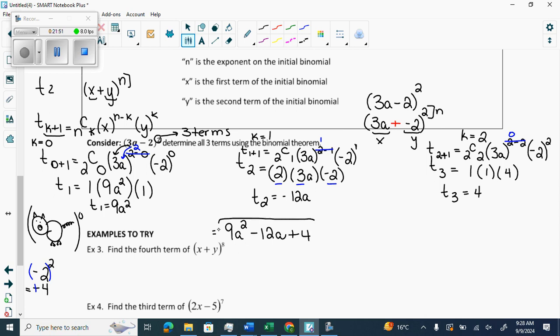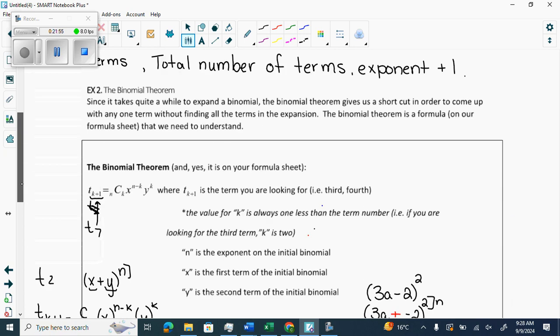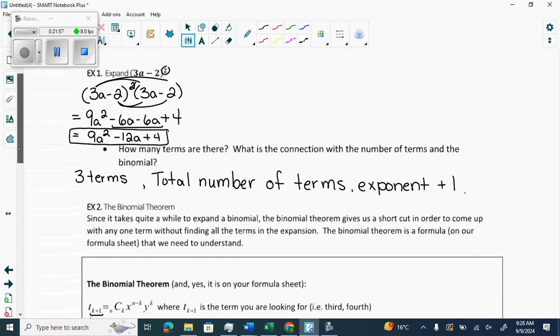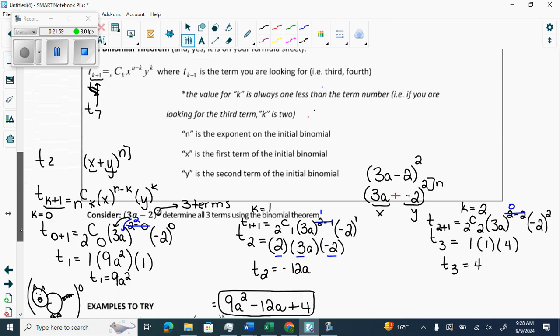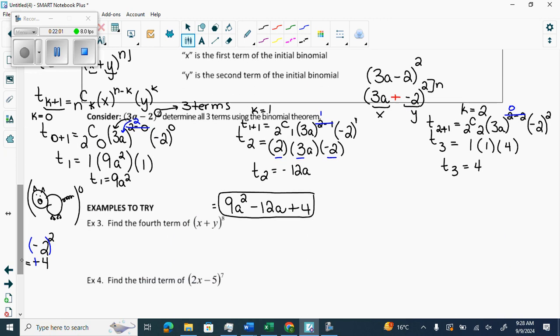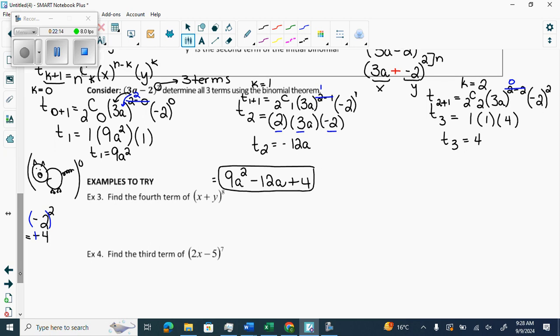So here's my trinomial after I've expanded it. Now look. Same answer. Right? Now, if I was given a binomial squared, I would just expand it. Right? Would you not? I would, because it would be faster. But why are we teaching you binomial theorem? Because of this. This is to the 8. So how many terms am I going to get out of this? Total terms. I'm going to get 9 terms total.